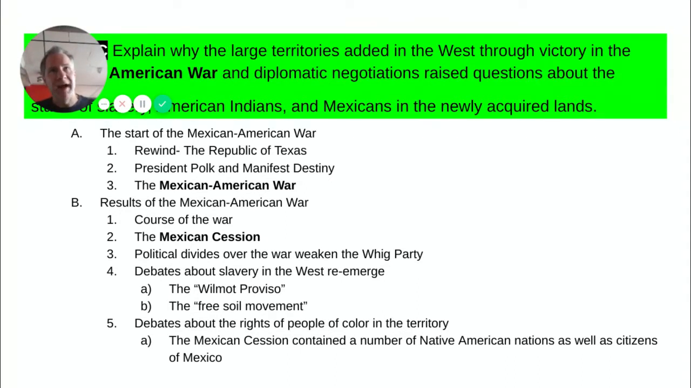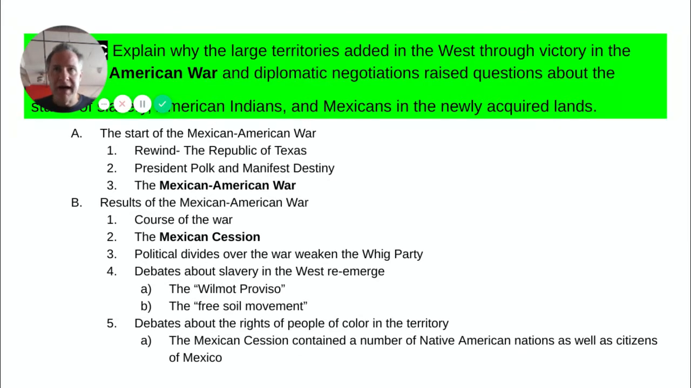So the Wilmot Proviso launched a firestorm. I often say it's like Pandora's box, if you know your mythology. Pandora opened a box and she let out all evil in the world. That's kind of what the Wilmot Proviso does. It fails in the House of Representatives. It's not passed. It's dead in the water.